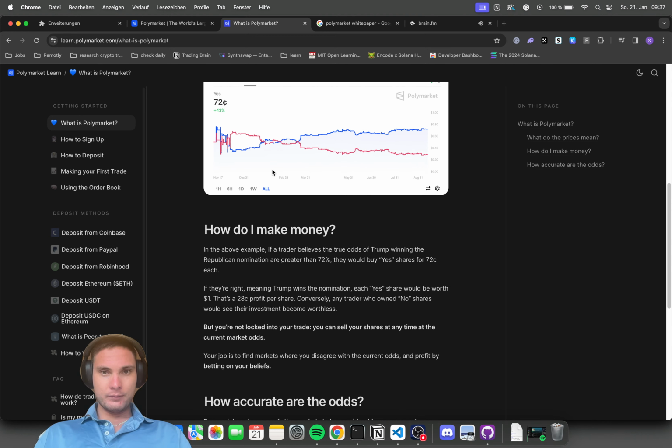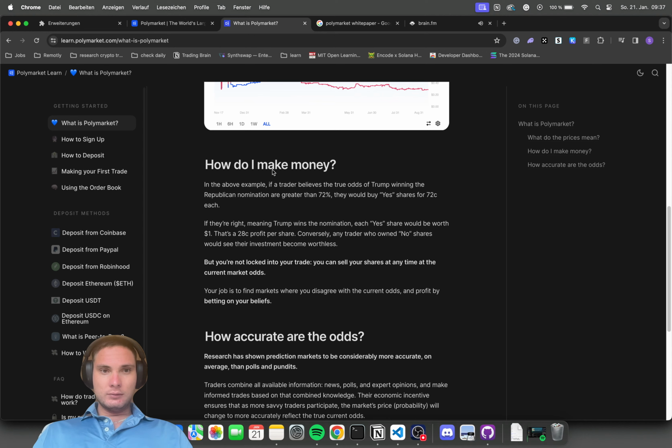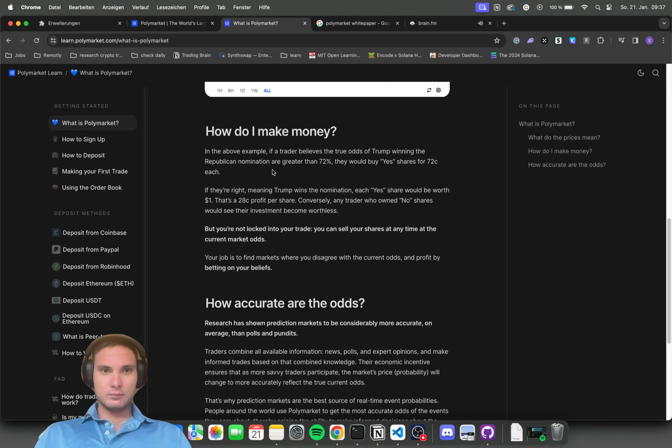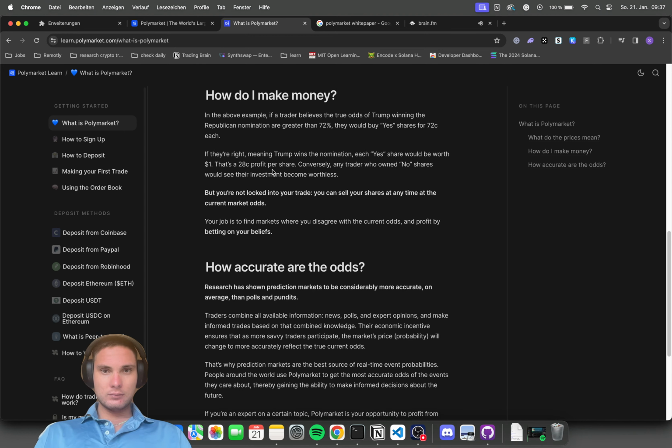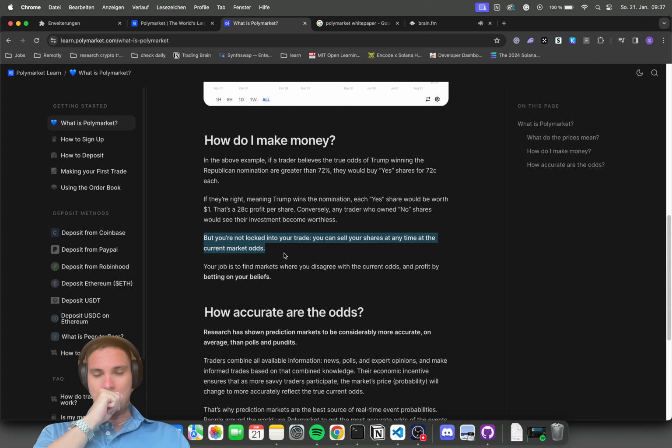Okay. So you're not locked into your trade. You can sell your shares at any time. So I guess you get an NFT or a token. That's good for UX. This is with the current odds and profit by betting on your beliefs.